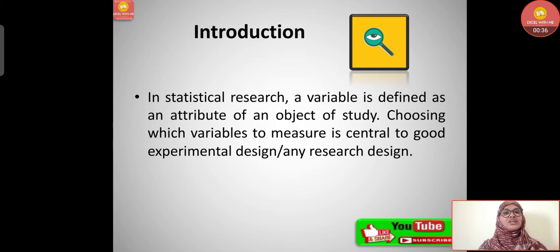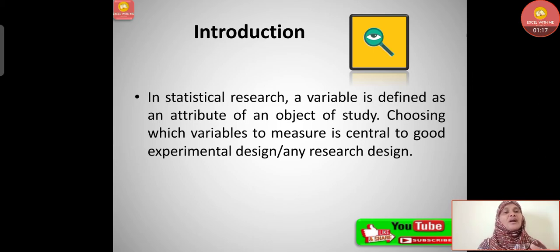Let's start with introduction. In statistical research, a variable is defined as an attribute of an object of study. Already we understood in the previous class what a variable is. It is an attribute of any subject which you want to study about. For example, you want to study the effect of emotional intelligence on academic achievement. So you are going to have some variables, maybe dependent variable or independent variable also. We will discuss those in detail in coming sessions.